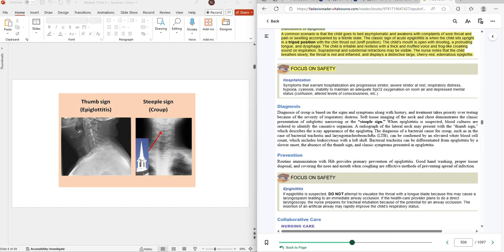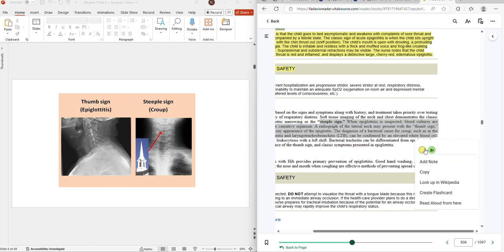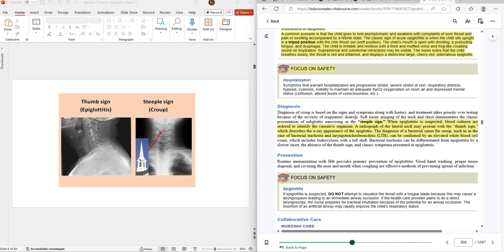Before I say that, let's go here. This is your steeple sign that we just talked about, and then your thumb sign, okay? So make sure you know both of those. Steeple sign is for what? Croup. Thumb sign is for epiglottitis, okay?